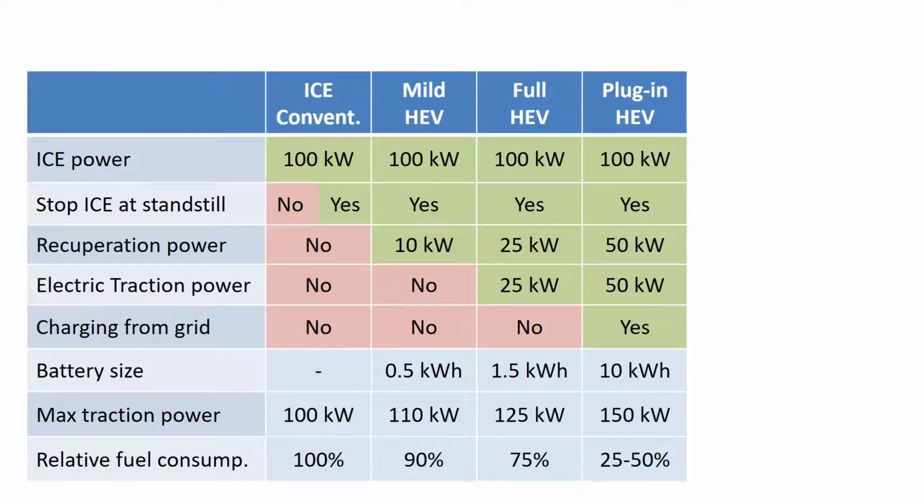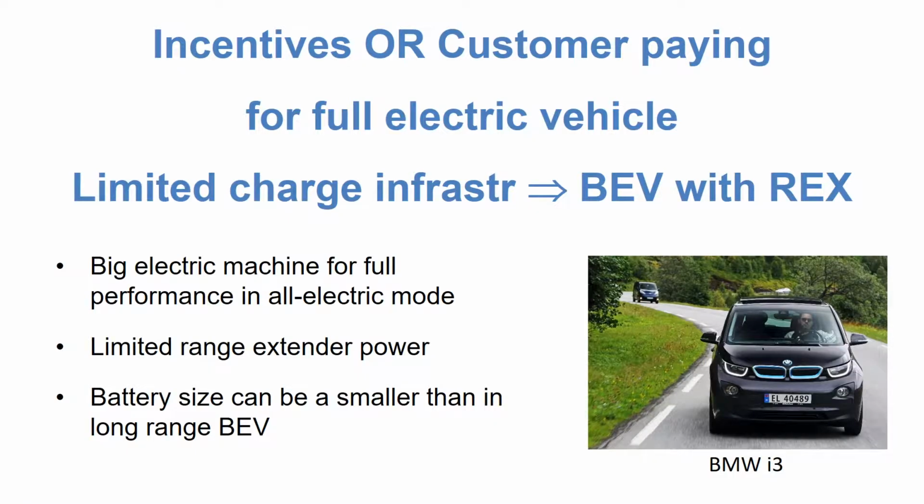If sufficient incentives are directed towards fully electric vehicles, or customers are prepared to pay extra for such vehicles, the plug-in hybrid will get a competitor in the battery electric vehicle with range extender. This is a vehicle with full performance in all-electric mode. The range extender is only added to charge the battery when it runs out, in the case there is no access to public chargers.